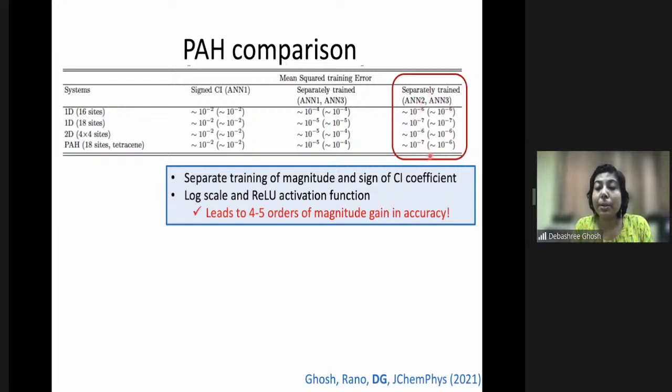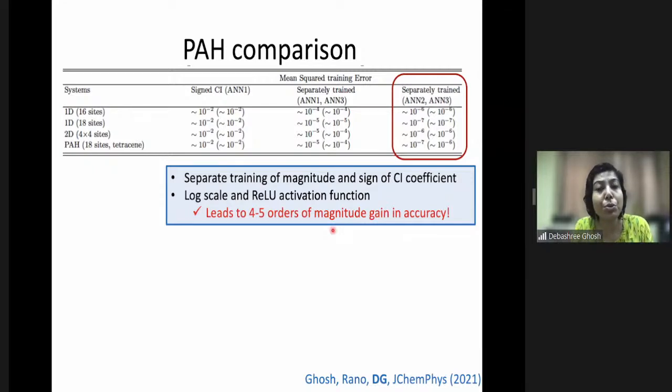The errors are quite low. The trick to that is to separate the training of the magnitude and the sign of the CI coefficients. These are just small tricks. But at the end of the day, it is indeed trainable, and it is trainable not just from the full CI space, but from a much smaller truncated space. So I don't need to do a full CI to get the data for training.